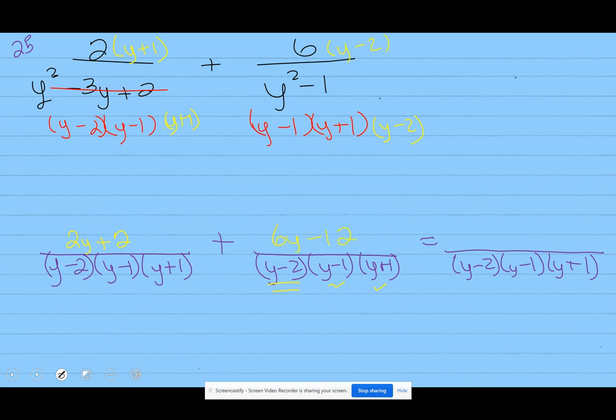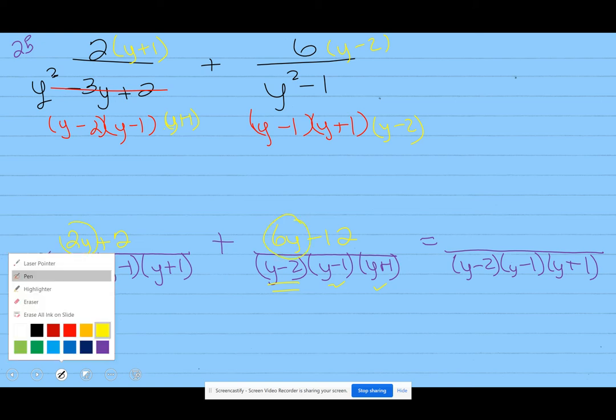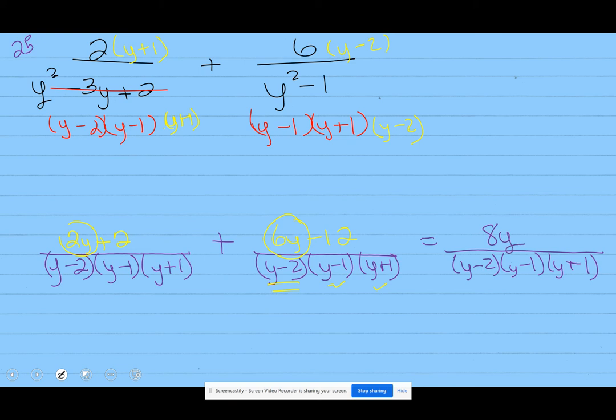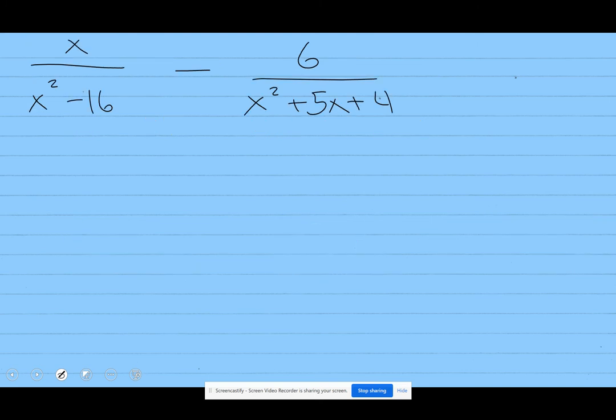Now I'm going to add the fractions. I have a 2y plus a 6y, which becomes an 8y, and then a plus 2 plus a negative 12 give me a minus 10, and that is my answer, and I think that agrees with the answer key. Let's hope so. That's number 25. Number 26 should be number 26.